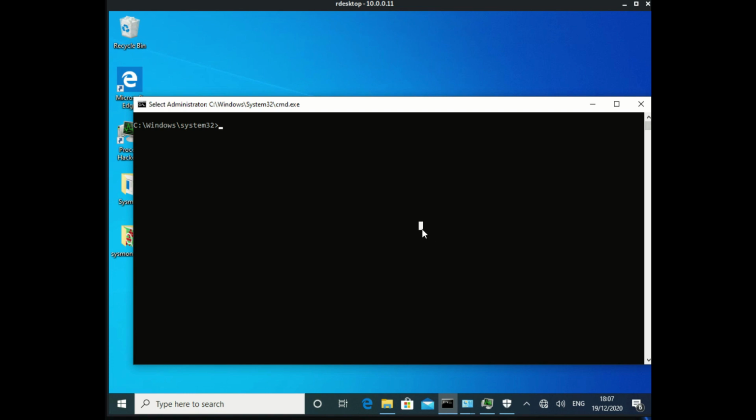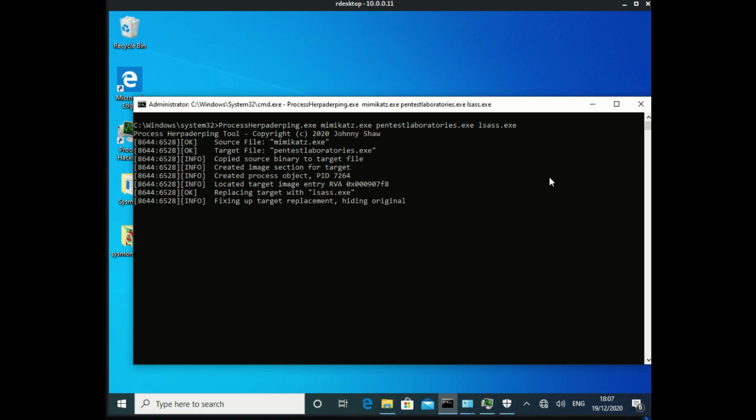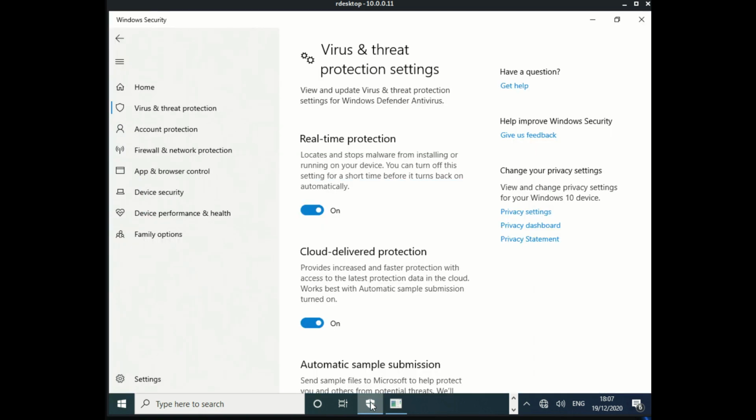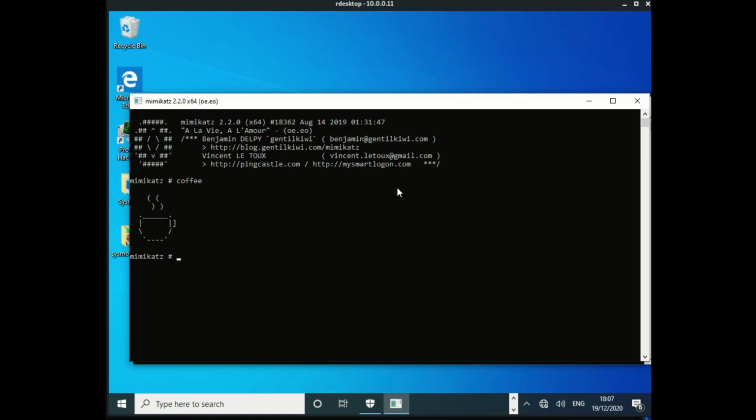Process herpaderping is a technique that could be used for arbitrary code execution and evasion of Windows Defender. A process object on the system is created for a given file. Contents of the file are modified and then the thread is inserted. Therefore, when the process starts, Windows Defender cannot determine whether the process is malicious since the image has changed, and allows execution.